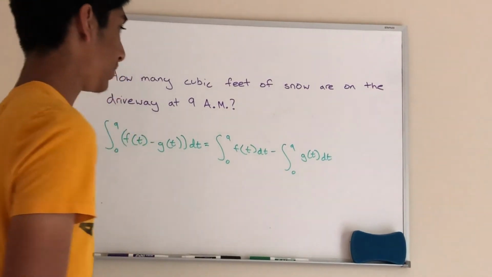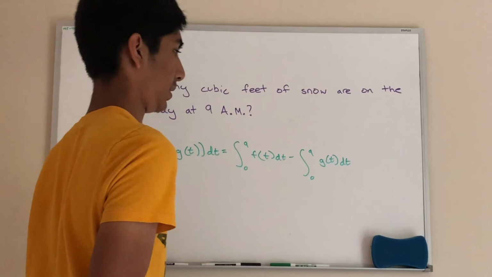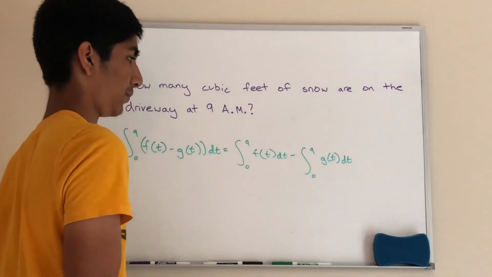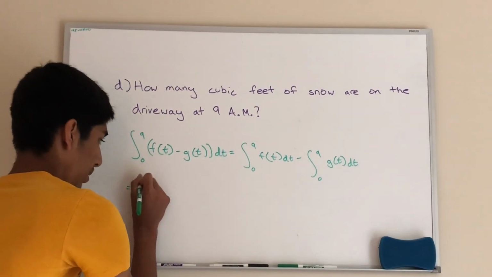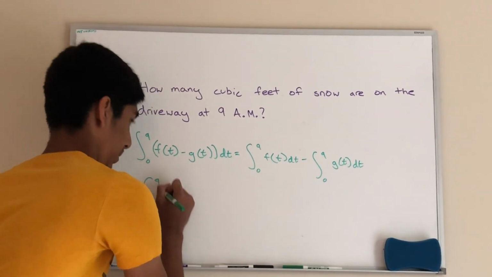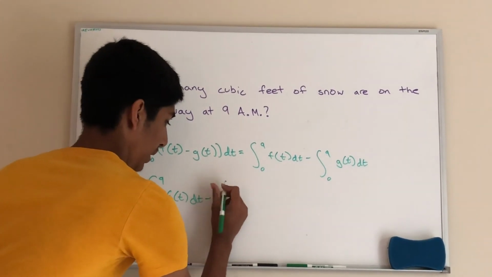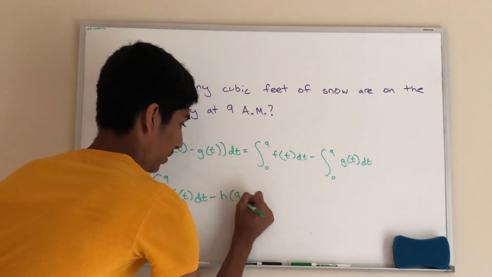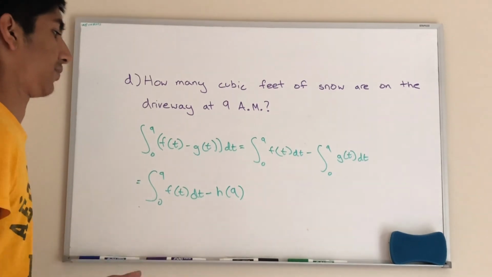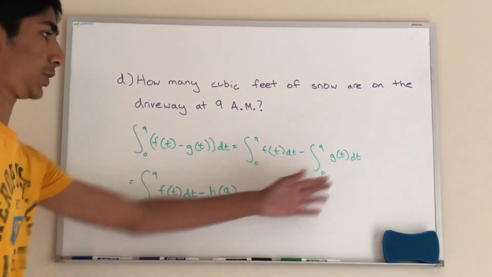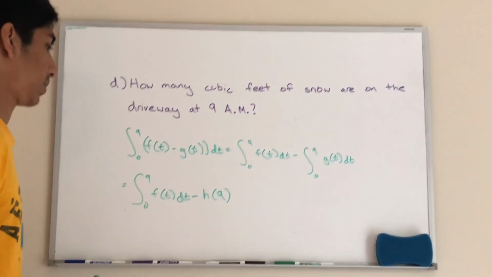And in the previous solution, we found out that the integral of g of t is actually equal to h of t. So this actually simplifies to the integral from 0 to 9 of f of t dt minus h of 9. And h of 9 describes how much snow Janet has physically removed from the driveway, while g of t describes the rate, and the integral of the rate will give us the amount.